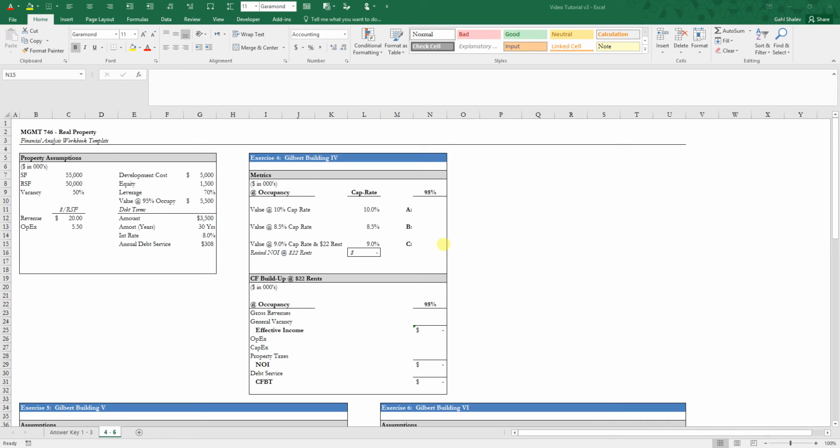There is additional discussion on cap rates at the start of Chapter 7 in Peter Linneman's book. We'll use this concept extensively in this course, so it's important that you understand it.